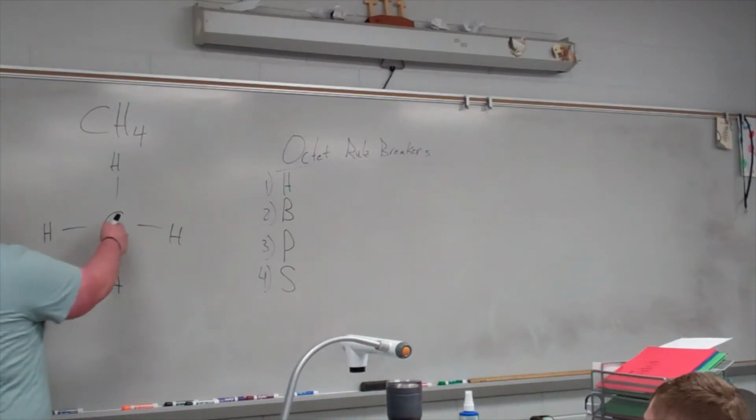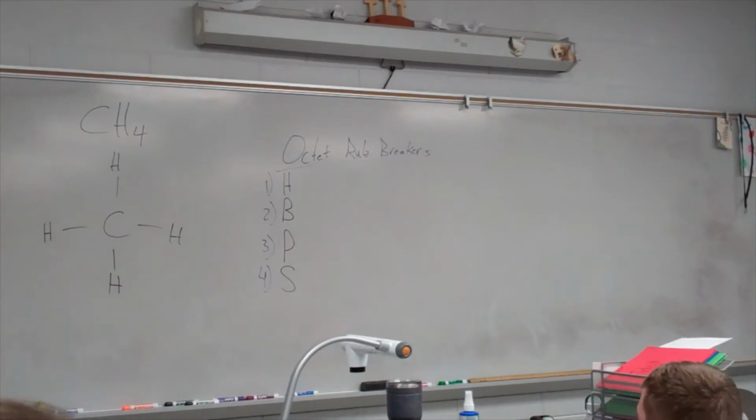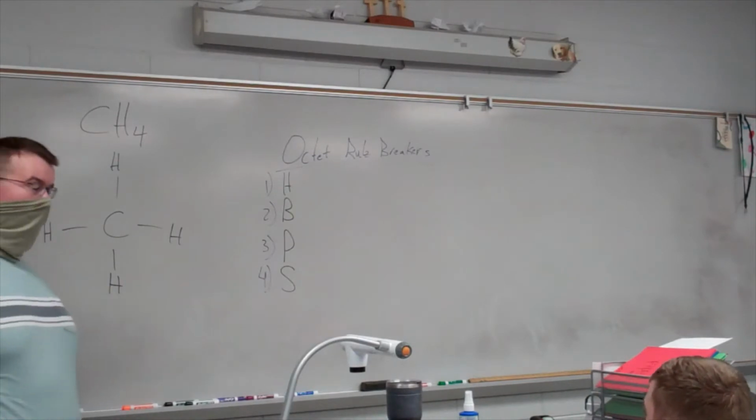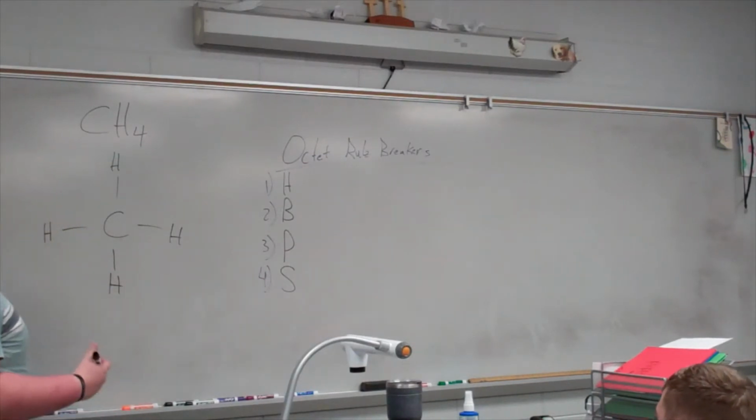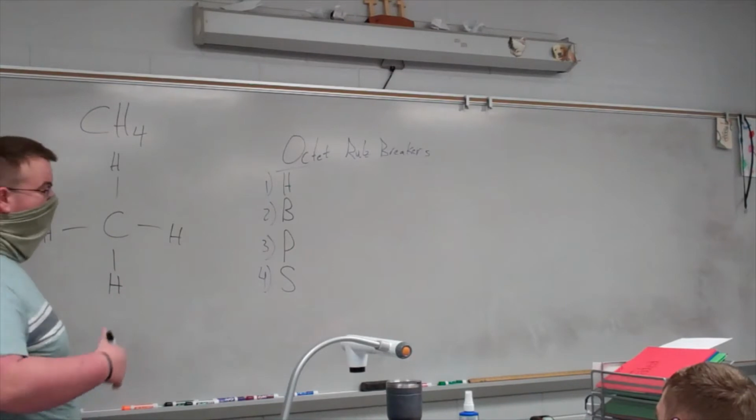Now what about carbon? How many electrons do we have on carbon right now? How do you get 8? Each bond counts as 2, so we get 8. So carbon has a full octet. So we don't need to add anything. Okay, so what's the next step?